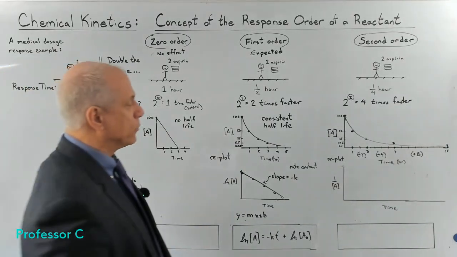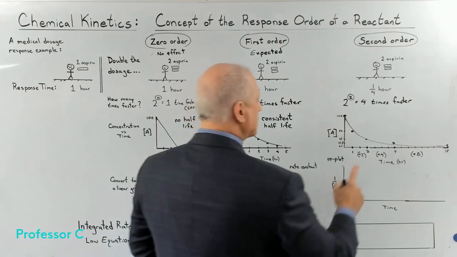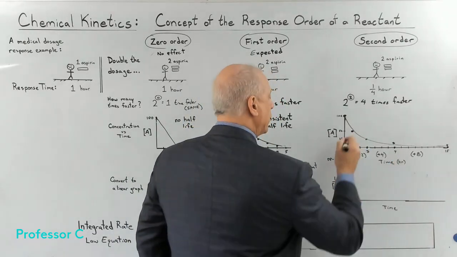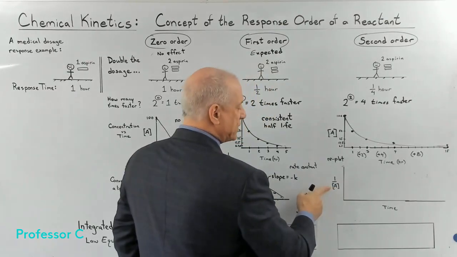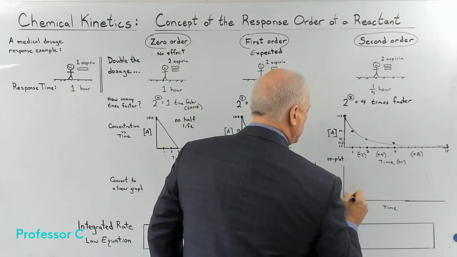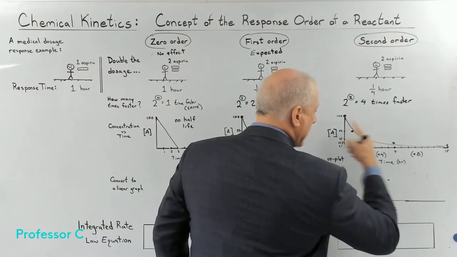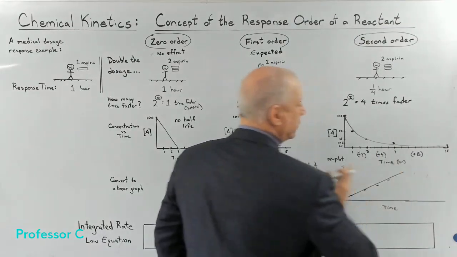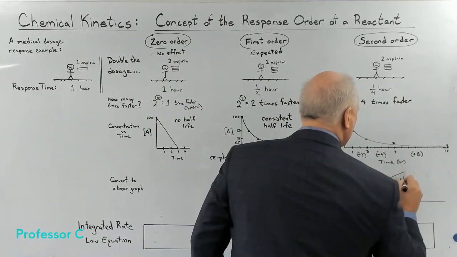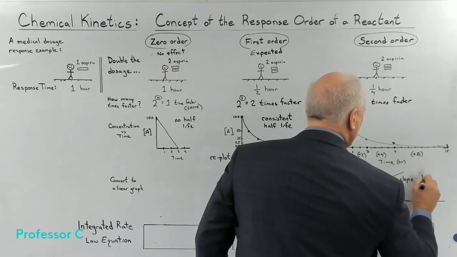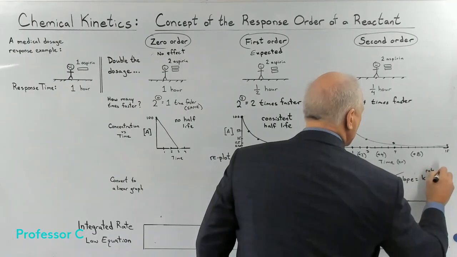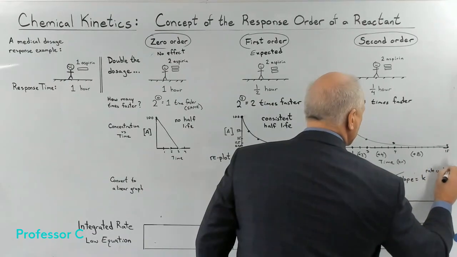How about a second order reaction? In the case of a second order reaction, we're going to replot this as the reciprocal of the concentration versus time. And when you do that, these data points would fall in a line with a positive slope, and the slope would be indicative of the rate constant for that reaction.